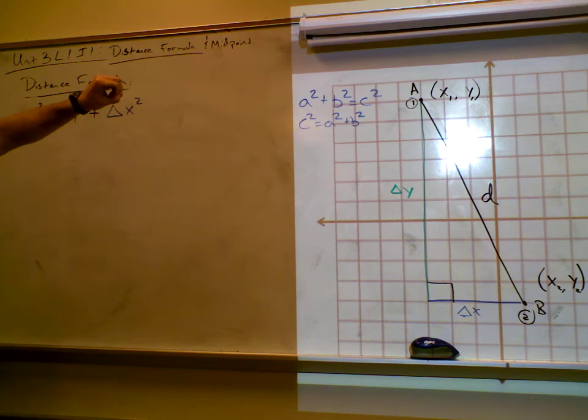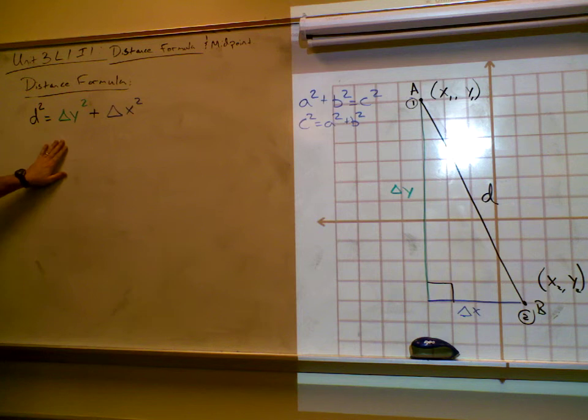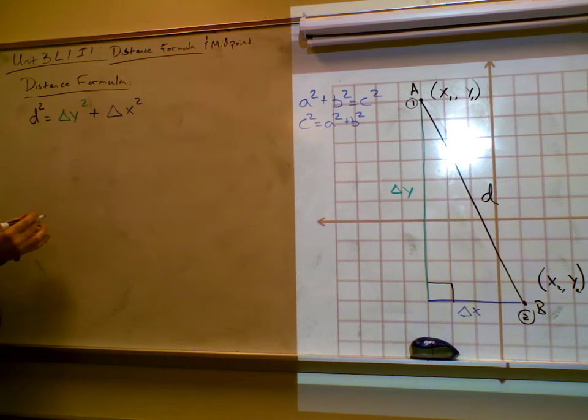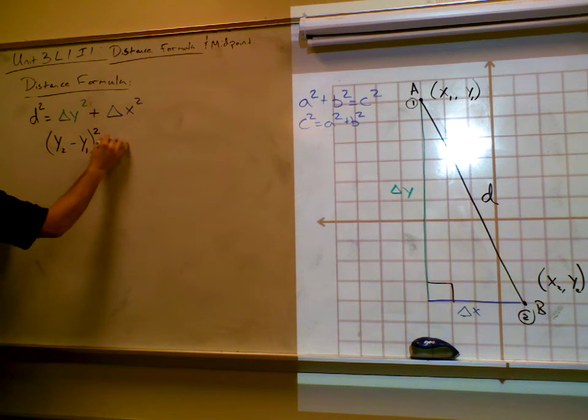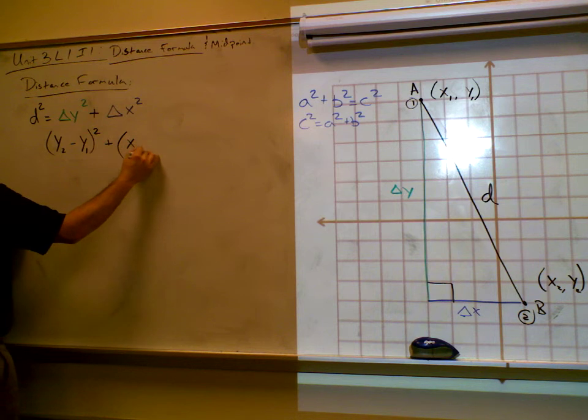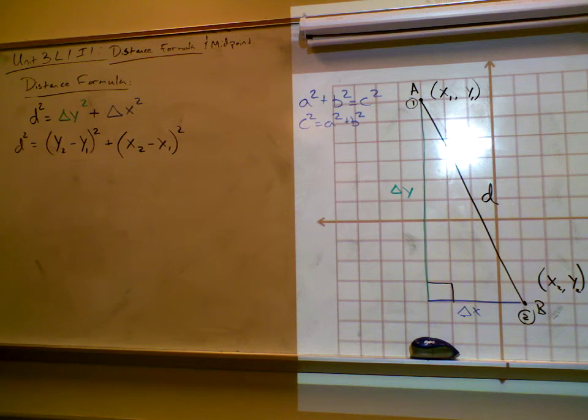Okay, so let's take those x1s, y1s, let's put them in this equation. Let's make this change. Instead of being a delta, let's make it something we know how to do. Now you guys said the delta meant, what was it again? Change, but it means what operation? Subtraction. So if I'm doing delta y, that means I'm subtracting what 2 values? The y values. So I'm going to do y2 minus y1. Is it still squared? Yes. Plus x2 minus x1 squared, and that is our distance squared, right?